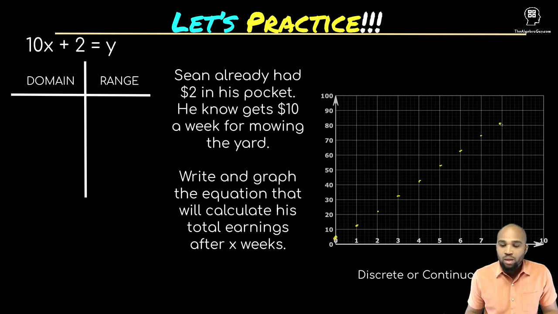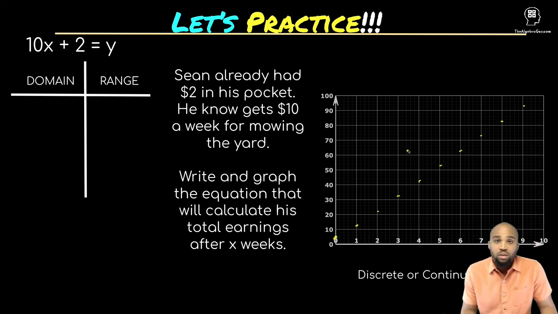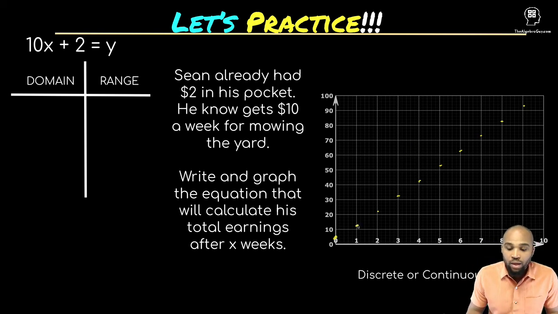Now the question becomes, is this continuous or discrete? Well, I'm drawing dots, so it looks discrete, but is it? Can he make money in between those weeks? Or does he just get 10 and then another 10? Can he make an $8 or $7 or $5? Well, according to the situation, he doesn't. He only gets increments of 10. He already started out with 2, but he gets increments of 10. So we're just going to have to keep it that way.